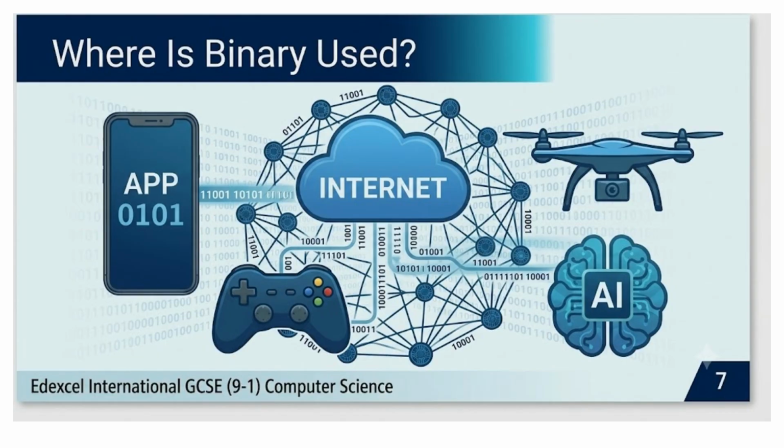Video games also rely on binary to process graphics, player movements, sounds, and game logic in real time. Modern technologies, such as drones and robots, use binary to receive instructions, process sensor data, and make decisions. Even artificial intelligence systems work with binary data. Although AI can understand text, images, speech, and videos, everything is ultimately stored and processed as long sequences of zeros and ones. The internet itself depends on binary.